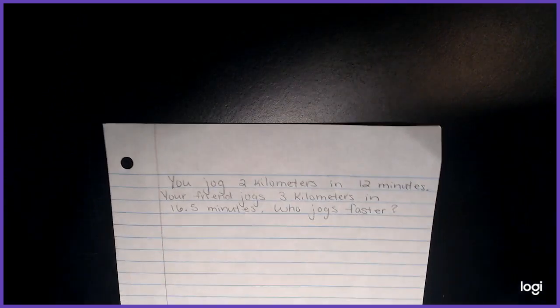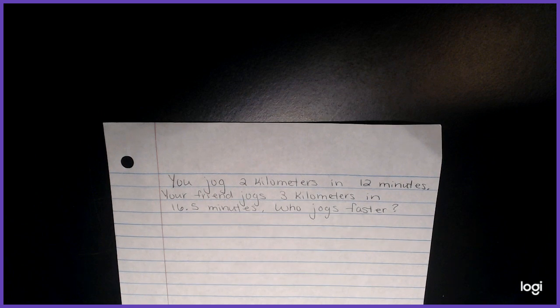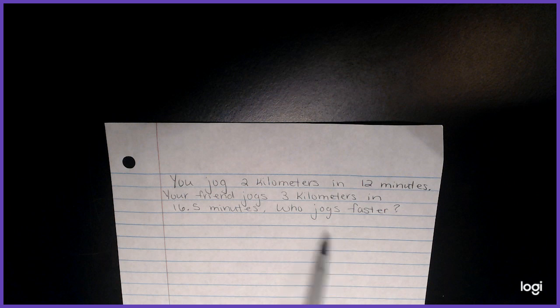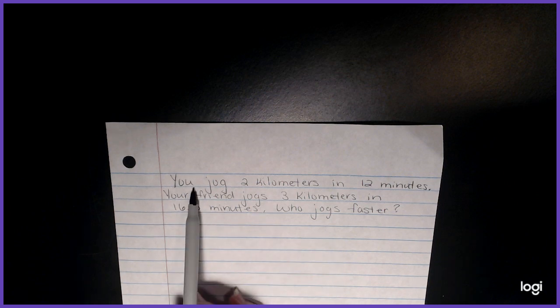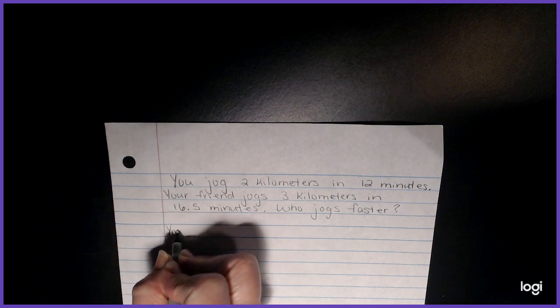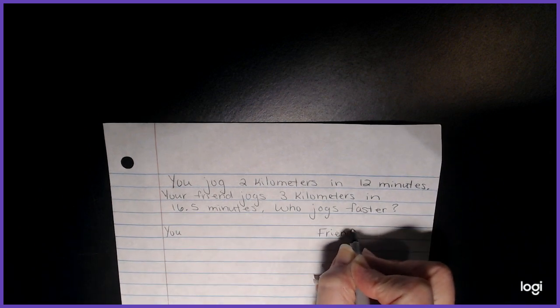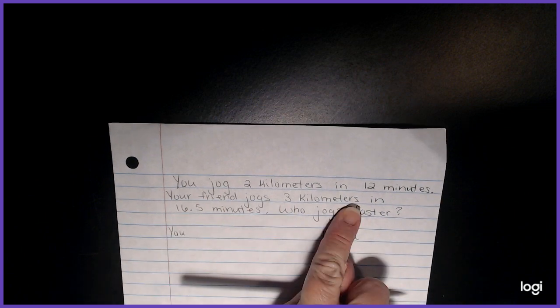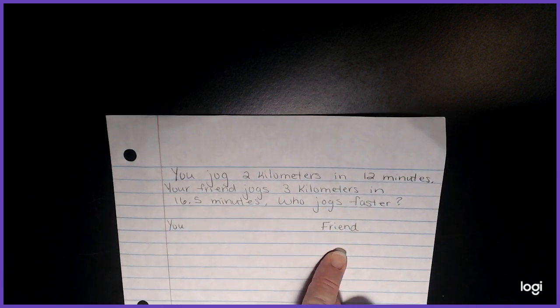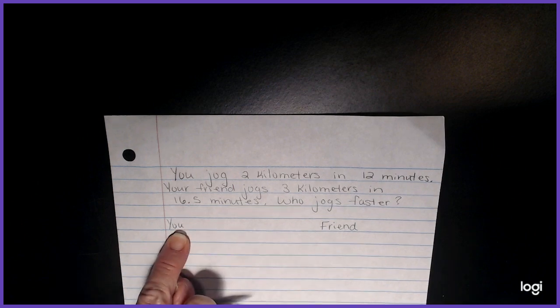All right, so here is my next problem that we're going to review. It says you jog 2 kilometers in 12 minutes. Your friend jogs 3 kilometers in 16 5/10 minutes. Who jogs faster? So we're going to actually find the unit rate for the 2 joggers. We're going to do you and your friend. So go ahead and write this right here in your notebook. You don't have to write the story, but I want you to make this in your notebook. All right, so we're going to go ahead and make for you.